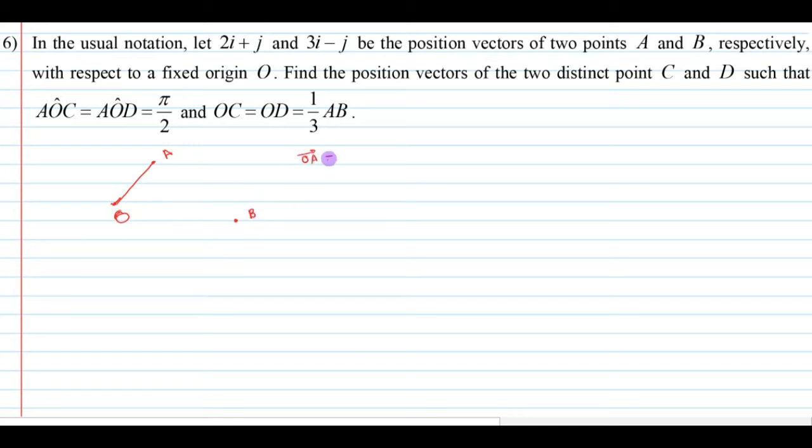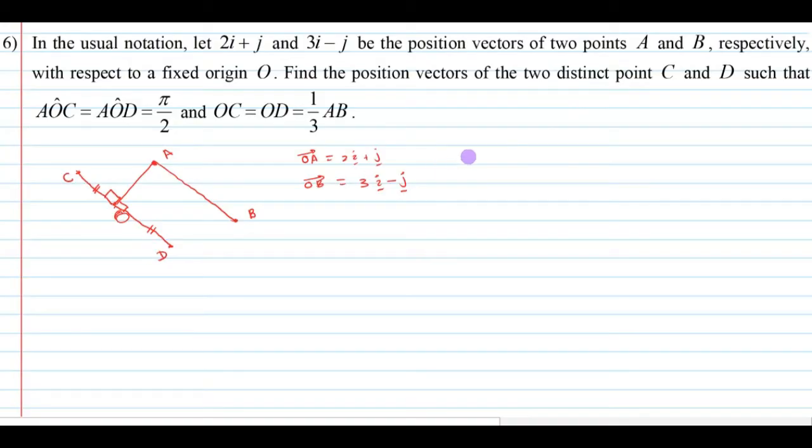OA is equal to 2i plus j. OB is equal to 3i minus j. OA is perpendicular to OC, that is angle AOC is equal to π/2, and angle AOD is also equal to π/2. Therefore, AO is perpendicular to OD and OC equals OD.